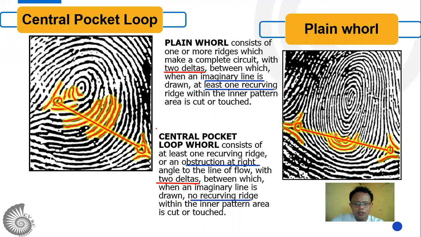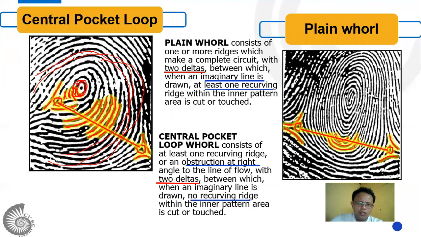Actually, if we're going to interpret this central pocket loop literally, we can identify easily central pocket loop at the center of the loop because this is a loop formation. In general appearance, it's like a loop. However, at the center of the loop, there is a creating whirl. There is a pattern of whirl. That whirl gives us the definition of obstruction.